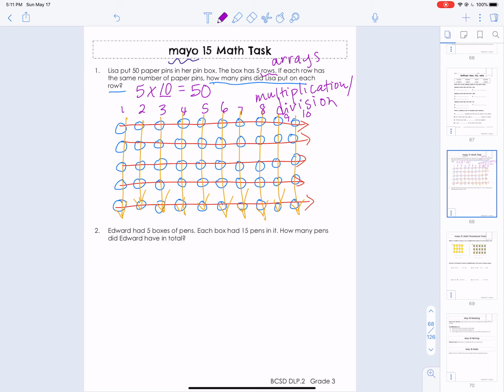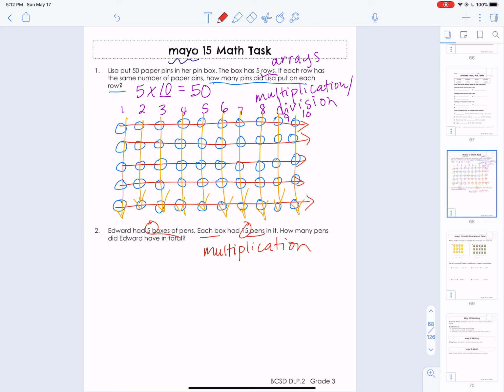Let's move on to number 2. Edward has 5 boxes of pins. Each box had 15 pins in it. How many pins did Edward have in total? Okay, since we're talking about the same number of pins, each box had 15 pins in it. All the boxes have 15 pins. This is indicating multiplication. And Edward had 5 boxes of pins.